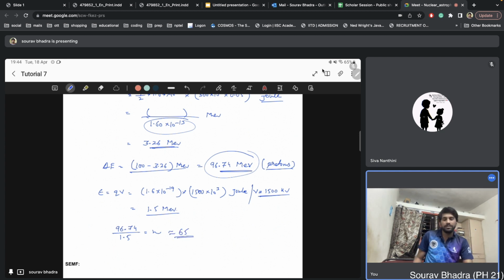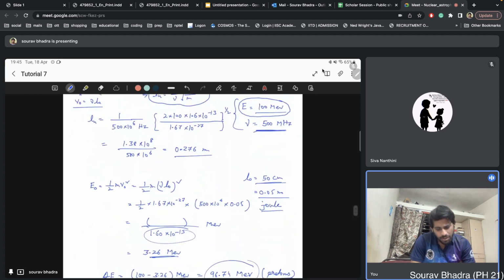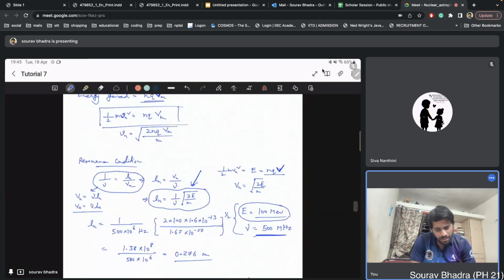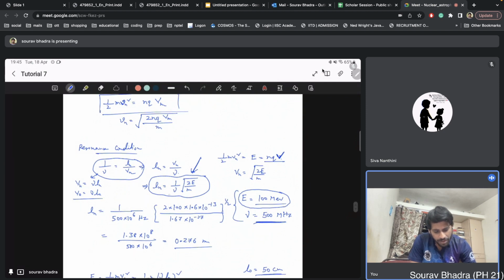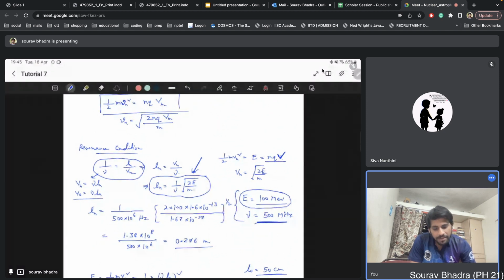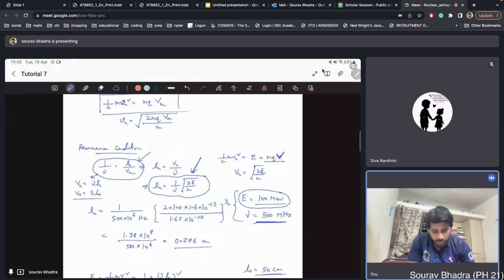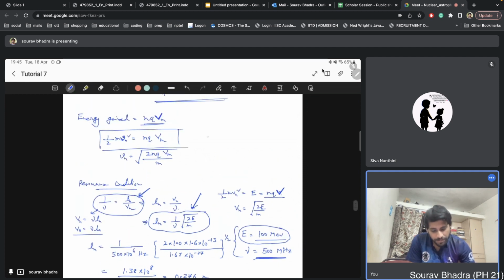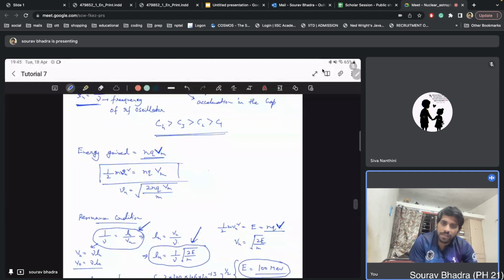So you can calculate this type of small thing. Some values will be given, others you have to calculate, but the whole problem is based on this single formula: l_n is 1 by ν times the square root of 2E by m. It can be written as l_n equals v_n by ν also. These are different expressions of the same thing. Just remember this particular formula, and from there you can calculate everything associated with the linear accelerator.